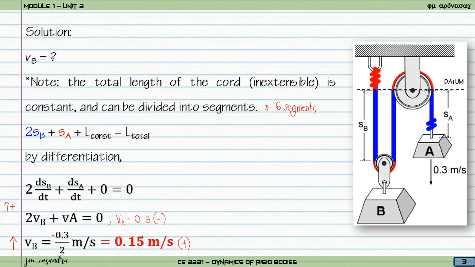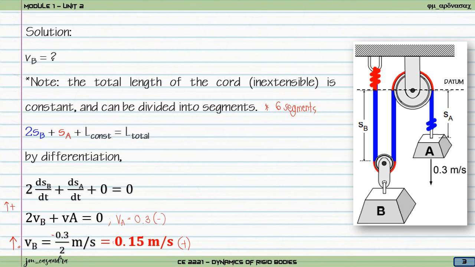So, if what we get is a negative value here, then it means our assumption or our answer in the first question was wrong. But in this case, our answer is correct. So, for the next question, what is now the relationship between the accelerations of weight A and weight B?